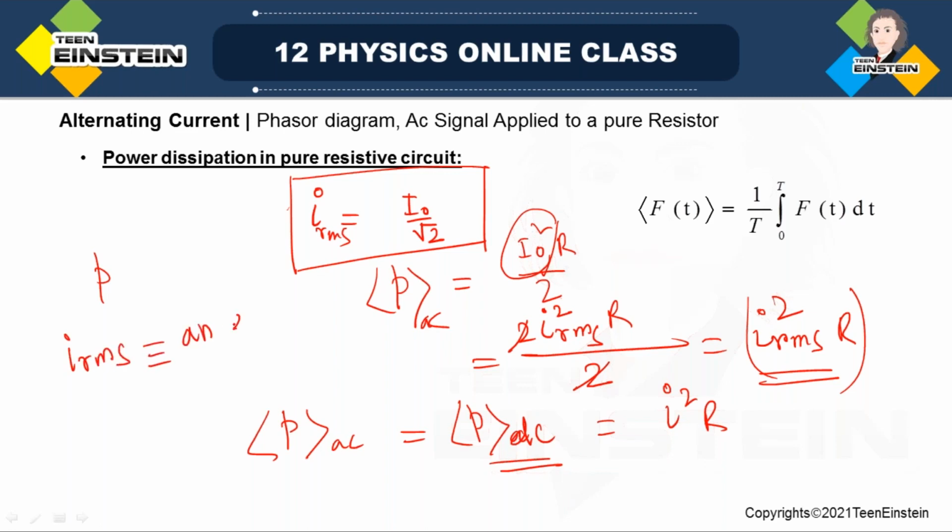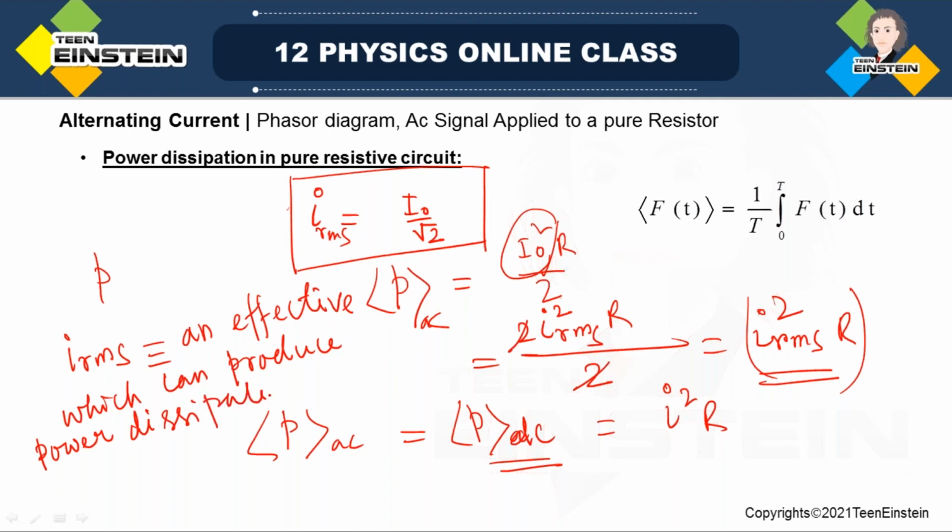IRMS is called an effective current which can produce power dissipation same as DC, same as DC power. Okay, same as DC circuit.